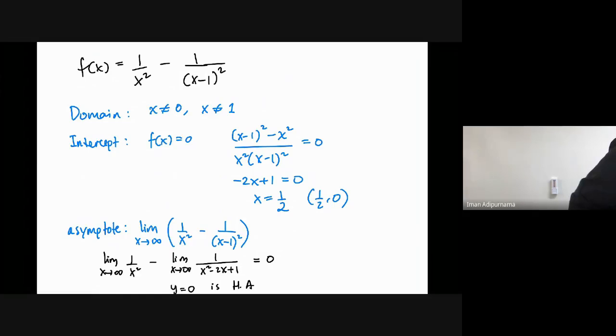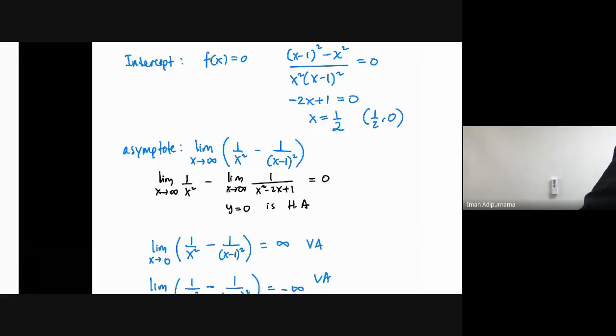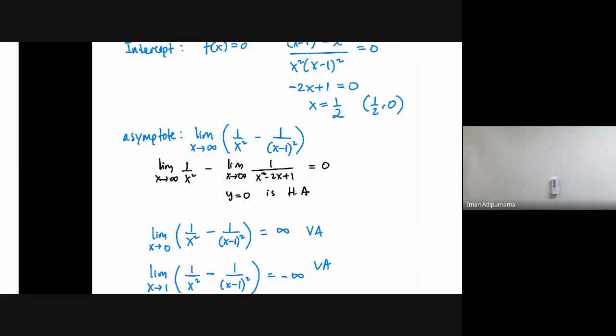I think the intercept is not too important, but if you want to confirm, you can also check the intercept at y = 0 and x = 0. And then I want to point out the asymptote. Asymptotes can be horizontal or vertical, like we have done before.